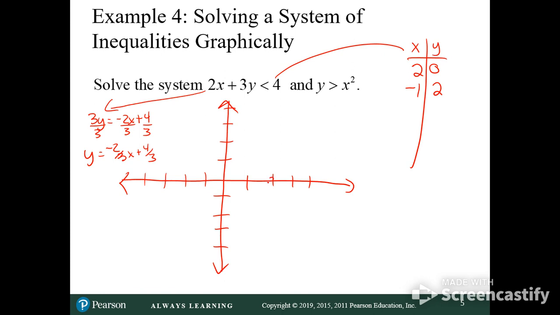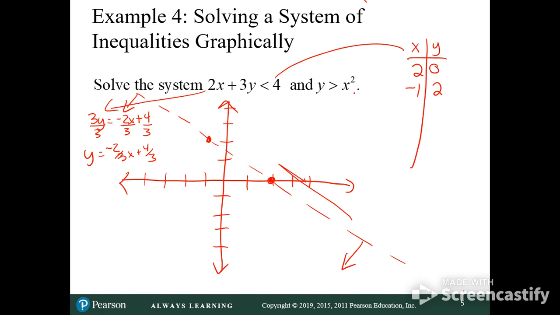So (2, 0) is right here. (-1, 2) is right here. So it's a dashed line going down this way. Check (0, 0). Is 0 plus 0 less than 4? So it's going to be shaded on this side of this line.